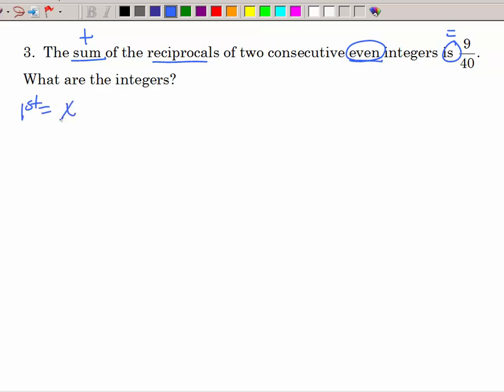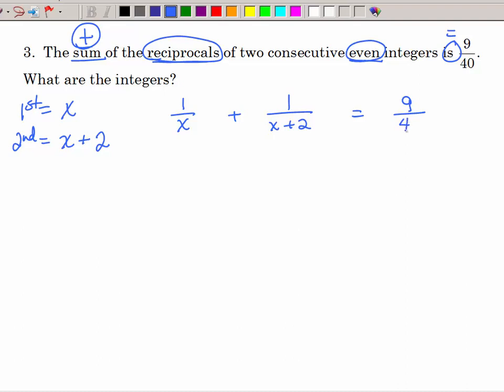Well, the first one's still going to be x, but the second one is going to be x plus 2. Even if it had said odd, we were going to do x and x plus 2. We're going to set it up just like we did on problem 2. We've got to take those reciprocals. But this time we're going to add, and it's going to equal 9/40. Right, so I need to have my LCD, which is all three of these, 40x and x plus 2.